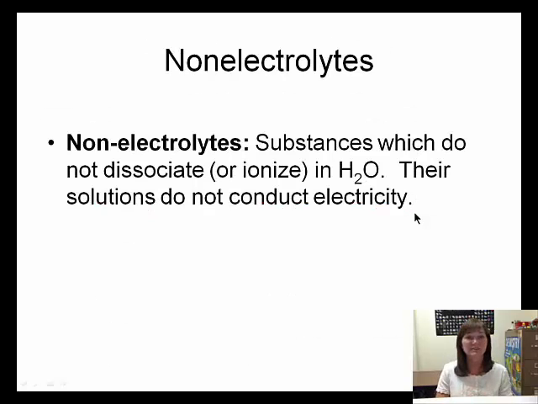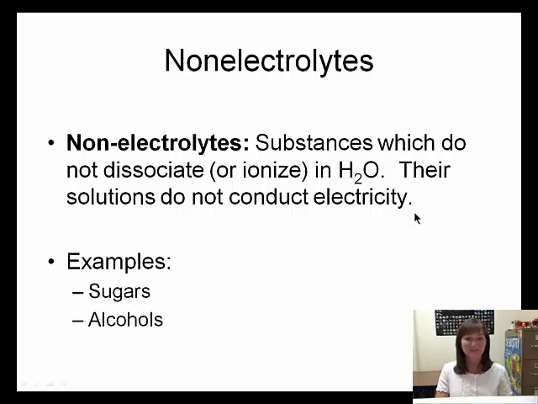Non-electrolytes are substances which do not dissociate in water. Their solutions do not conduct electricity. Those are going to be hard for you to spot, so basically I'm going to stick to sugars for starters. If I tell you you're putting a sugar in water, go ahead and memorize that that's a non-electrolyte. And alcohols, we'll talk about those more when we get to a later chapter.